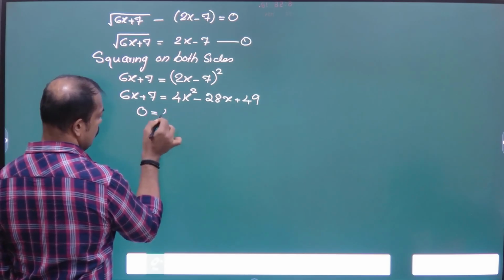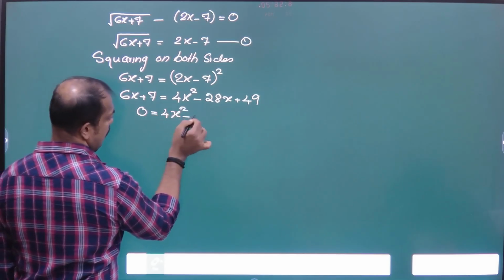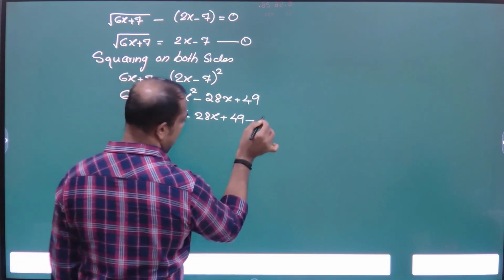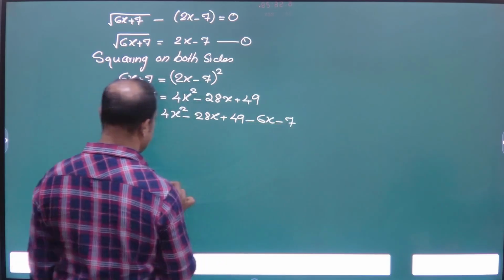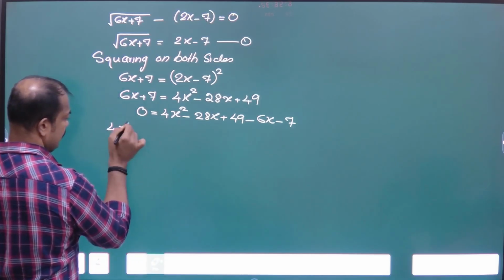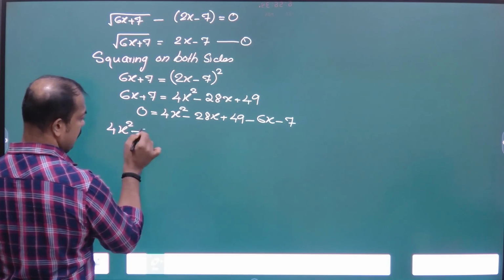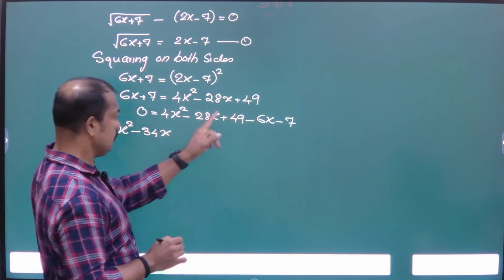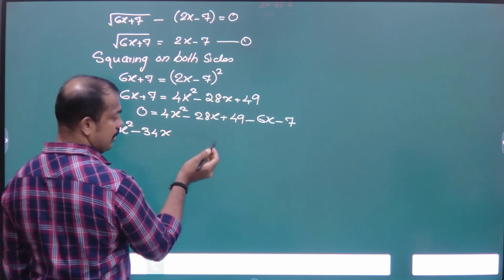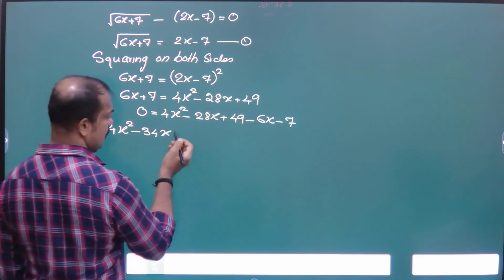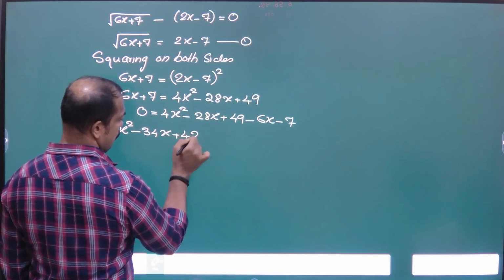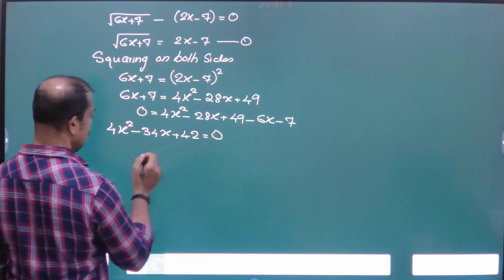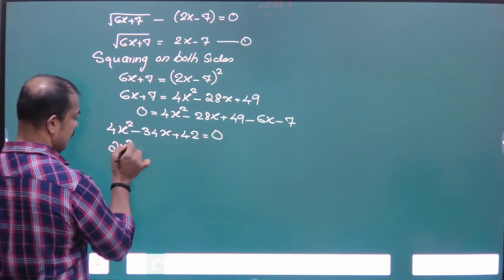0 is equal to 4x squared minus 28x plus 49 minus 6x minus 7. That is 4x square minus 34x, है ना? 28 plus 6, दोनों माइनस है तो ऐड करना, 28 plus 6 कितना है? 34, plus 42 equal to 0. So okay, 2 से डिवाइड कर दो.